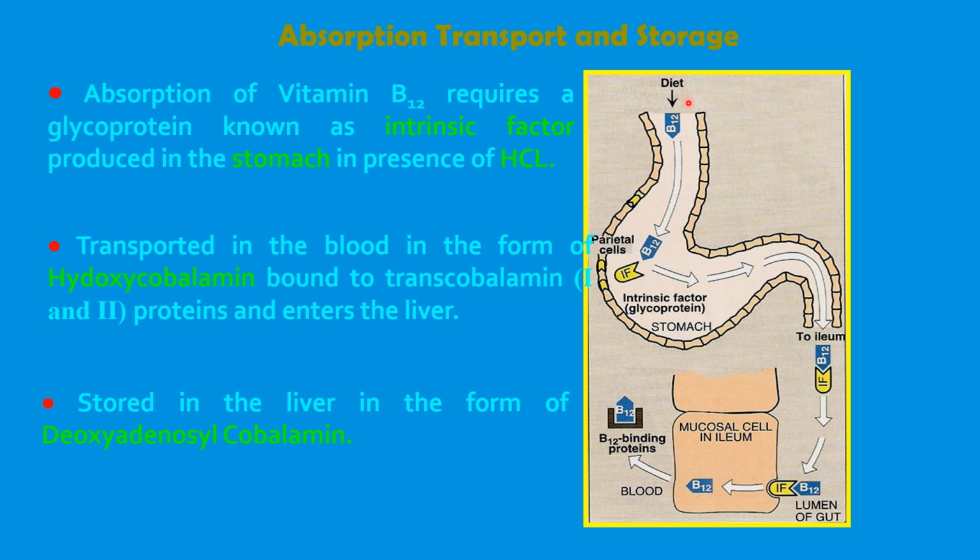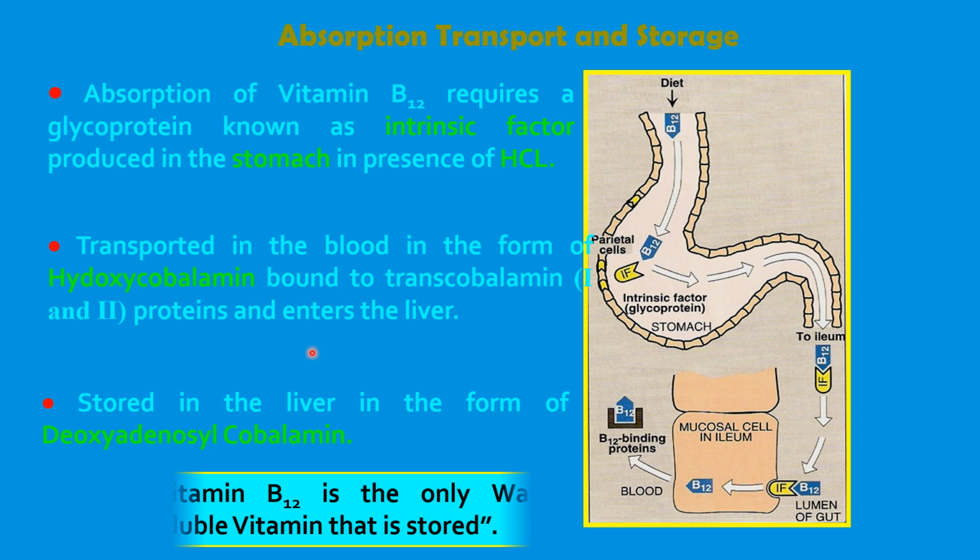Okay, so once vitamin B12 is consumed in the diet, in the stomach it binds to intrinsic factor, and the intrinsic factor is the one that facilitates its absorption in the ileum. Once it is absorbed, because of its large nature and complexity, vitamin B12 is transported in blood in the form of hydroxycobalamin, which is bound to another protein referred to as transcobalamin, that is transcobalamin 1 and 2. So transcobalamin protein is the one that transports cobalamin in the bloodstream to the liver.